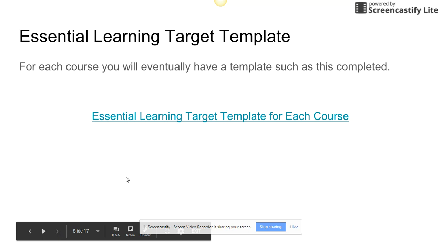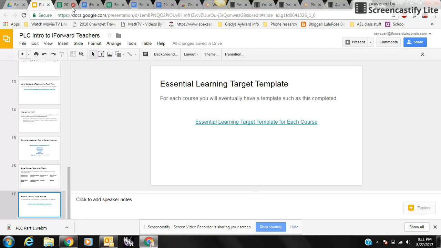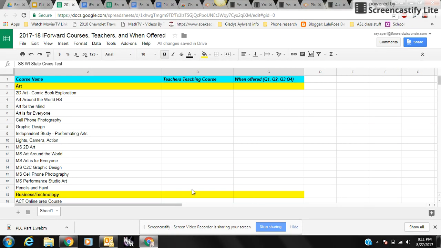All right, for each course, you'll eventually have a template such as this. So what I'm going to do is escape out of this and pull up some documents that I have. This is the document of iForward classes that I have provided you a link to. You just put your name in the teacher's teaching course section, and when you're teaching it, that you know of at this point, you can just do Q1 at this point.